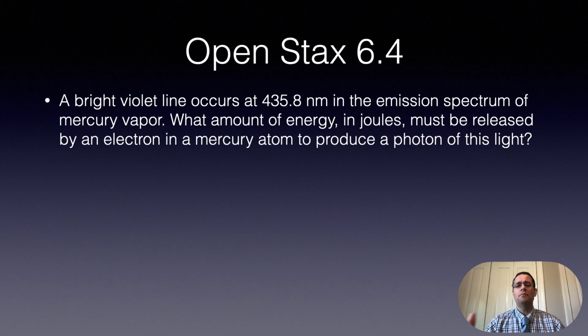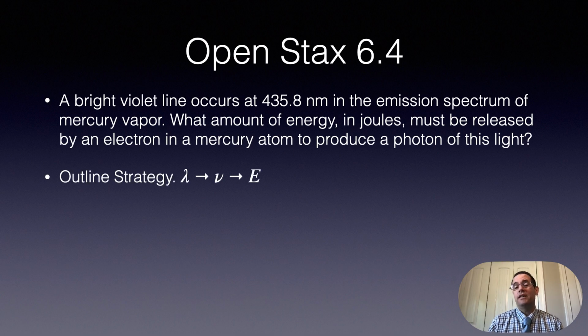So let's do a problem that requires using both of these formulas, and then I'll give you a summary of all the equations, the constants, and a suggested list of problems to try from OpenStax, all right? This problem is asking you about violet light, which means visible light for our eyeballs. It occurs at 435.8 nm. nm stands for nanometers, remember. And we want to know what's the energy in joules. Let me outline the strategy for you. We're starting with the wavelength, and we need to convert that to frequency so that we can plug it into the Einstein-Planck equation, all right?